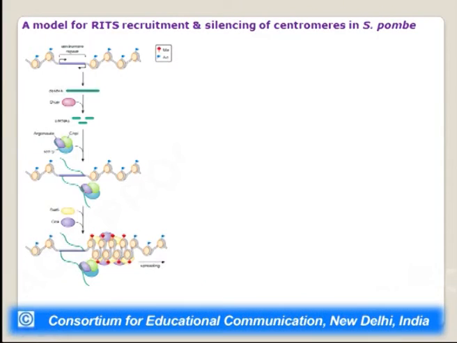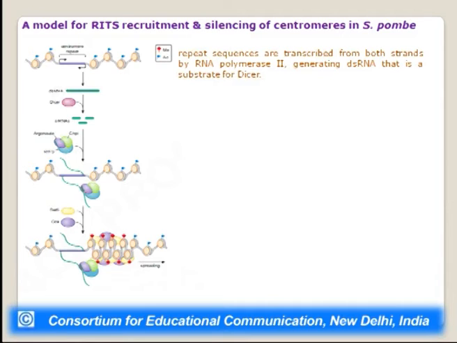This heterochromatinization gene silencing is particularly studied in Schizosaccharomyces pombe, where the silencing of centromeres occurs and results in the switching of the mating type. There is a model for RITS recruitment and silencing of centromeres in S. pombe, where transcription is terminated. RITS stands for RNA induced transcription silencing. As you can see on the top panel, the repeat sequences are transcribed from both strands by RNA polymerase II, generating double stranded RNA, which is a substrate for Dicer.